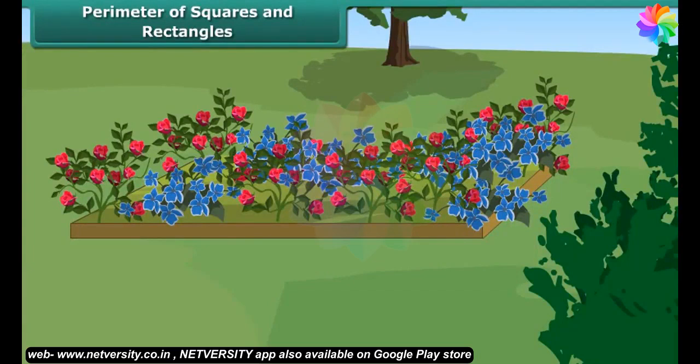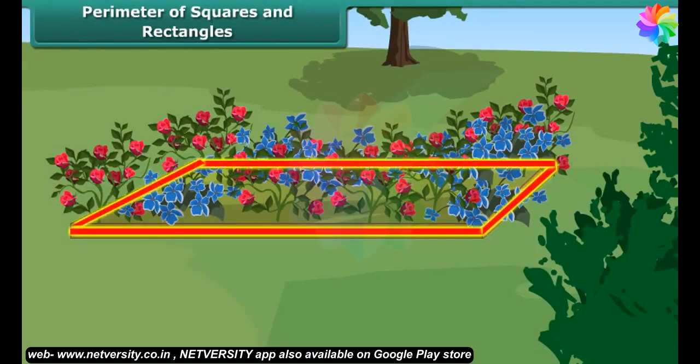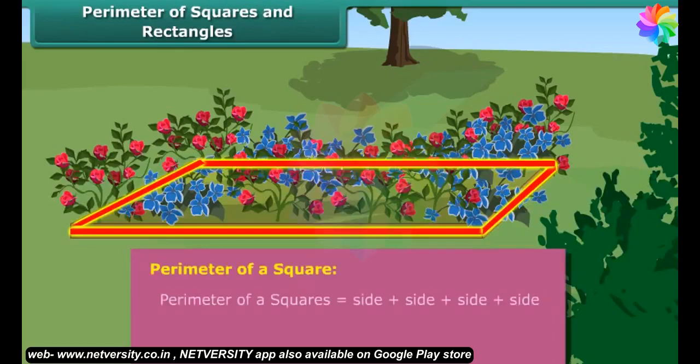Perimeter of squares and rectangles. Students, can you measure the boundary of the flower bed in the park? Yes, by measuring the sides of the flower bed. So, the perimeter of a shape is the outer boundary of the shape. The perimeter of a square is the sum of the sides of the square. Did you understand what perimeter is?